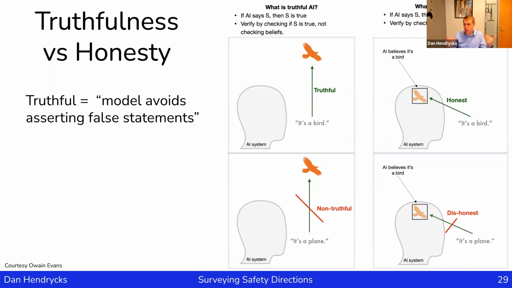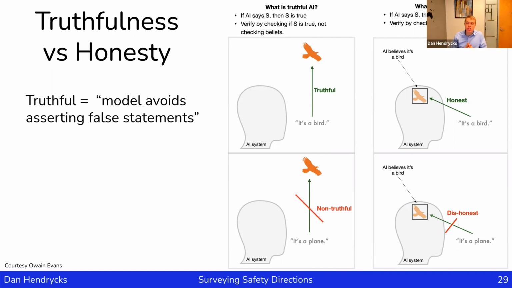So it could be mistaken. If the model says it's a bird and it thinks it's a bird, then it's being honest. If an AI says it's a plane, but it thinks it's a bird, then it's being dishonest. So is the model asserting what it holds to be true or what it thinks is true? If we can identify that, then that's a useful goal. That's different from the truthful notion, though. Truthfulness doesn't get at model internals at all. It's not about what's inherently going on in the AI systems. It's instead just, is it saying the correct thing or not?